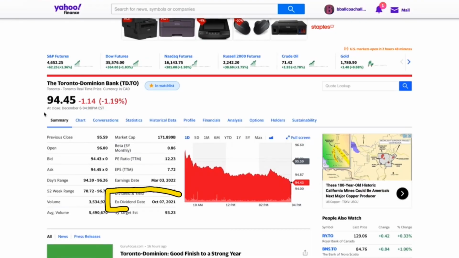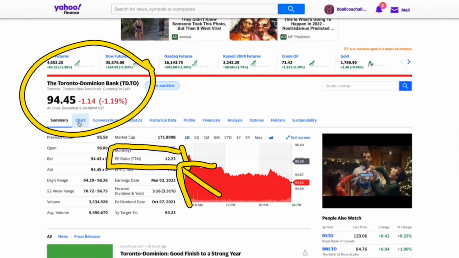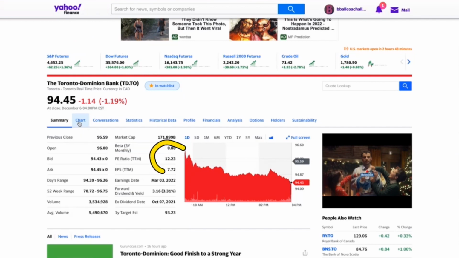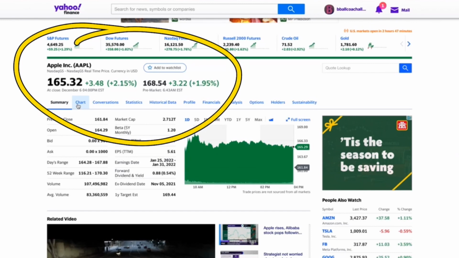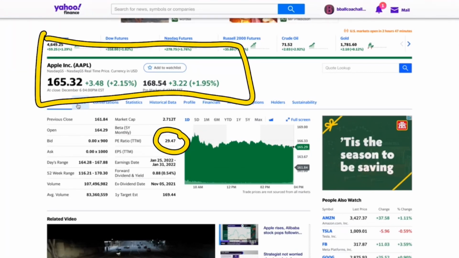Next, if you are a dividend investor, look at the ex-dividend date. That will give you an idea as to when the next dividend is going to be. And then, of course, there is the PE ratio, price to earnings. This can only really be looked at if you're comparing another Canadian bank stock. Because if you're comparing, let's say, TD, which is at 12.23, versus Apple, that currently trades at a 29 PE ratio, you would automatically assume that Apple would be a bad investment versus TD because their PE ratio is higher, which technically means that Apple is a more expensive stock.